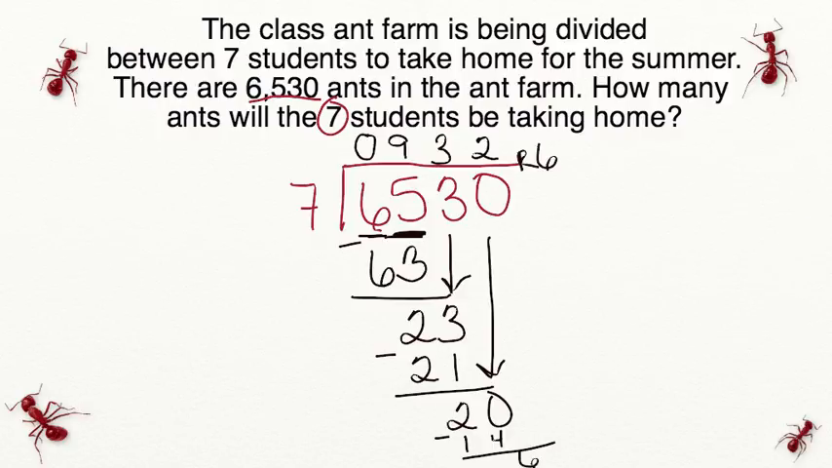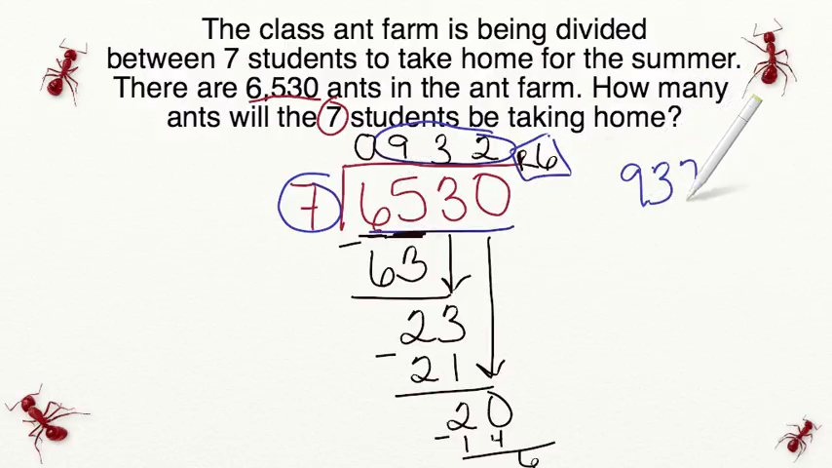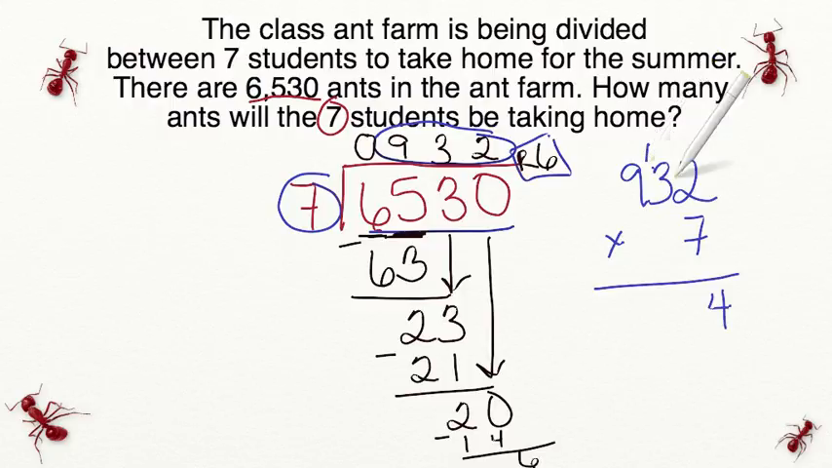But let's go ahead and let's check our work. Let's try multiplying back our quotient by our divisor, and then we'll have to add on that remainder to get our dividend. So we're going to multiply 932 times 7. 7 times 2 equals 14. 7 times 3 equals 21, plus 1 is 22. And 9 times 7 equals 63, plus 2, which is 65.